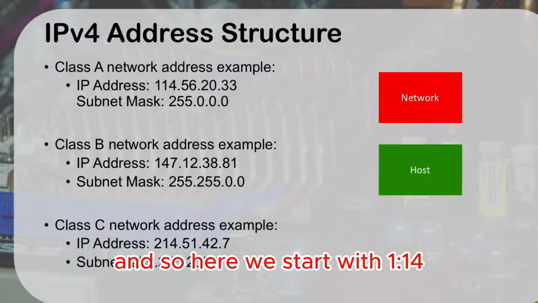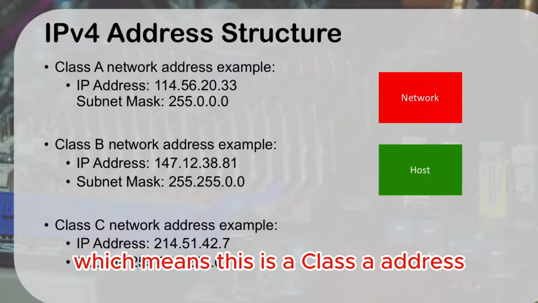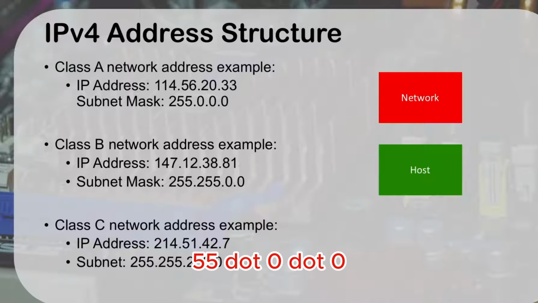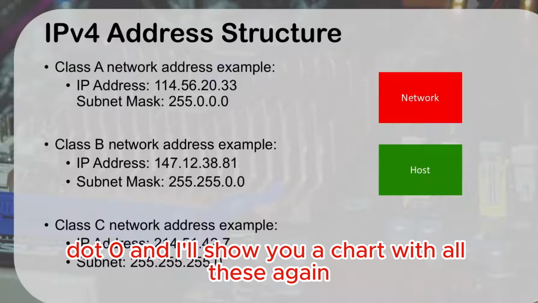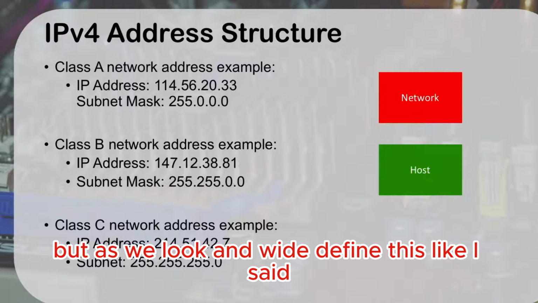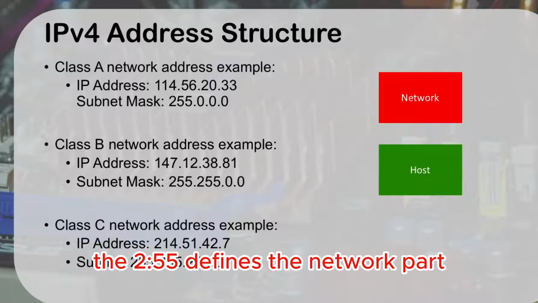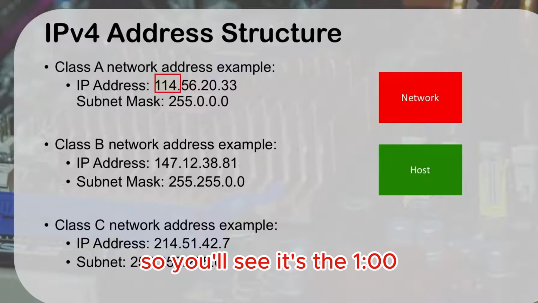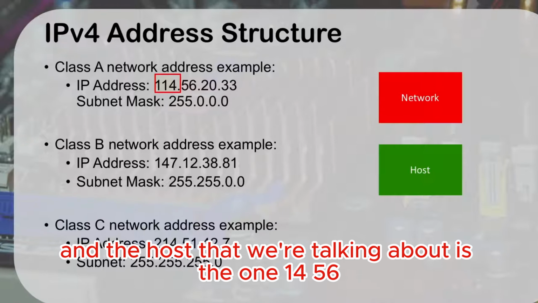And so here we start with 114, which means this is a Class A address, and the typical Class A subnet is 255.0.0.0. And I'll show you a chart with all these again to make it easier for you. But as we look and want to define this, like I said, the 255 defines the network part. So this is the 114 network.